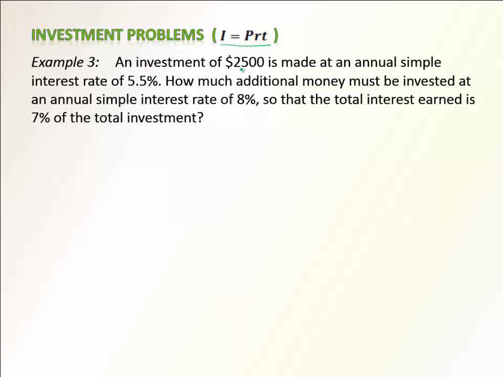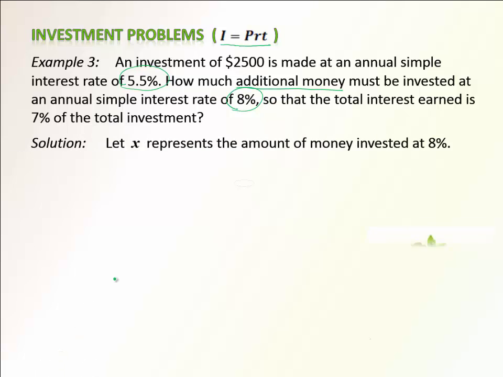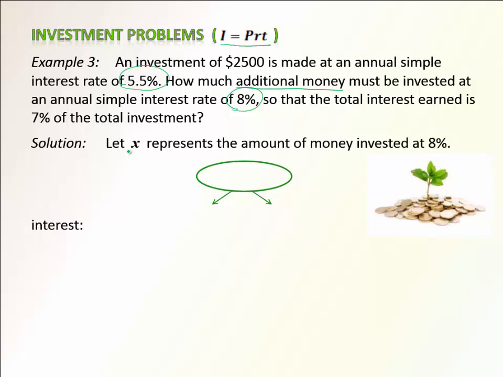So what we have here, we invest $2,500 at 5.5%, and then we want to invest additional money. Additional money, well, we don't know how much. That's exactly the question. At 8%. And the overall interest from both investments should constitute 7% of the overall investment. That means this 2,500 and additional money that we don't know. So let's introduce the variable for the additional money. Let x represent the amount of money invested at 8%, this amount of money.